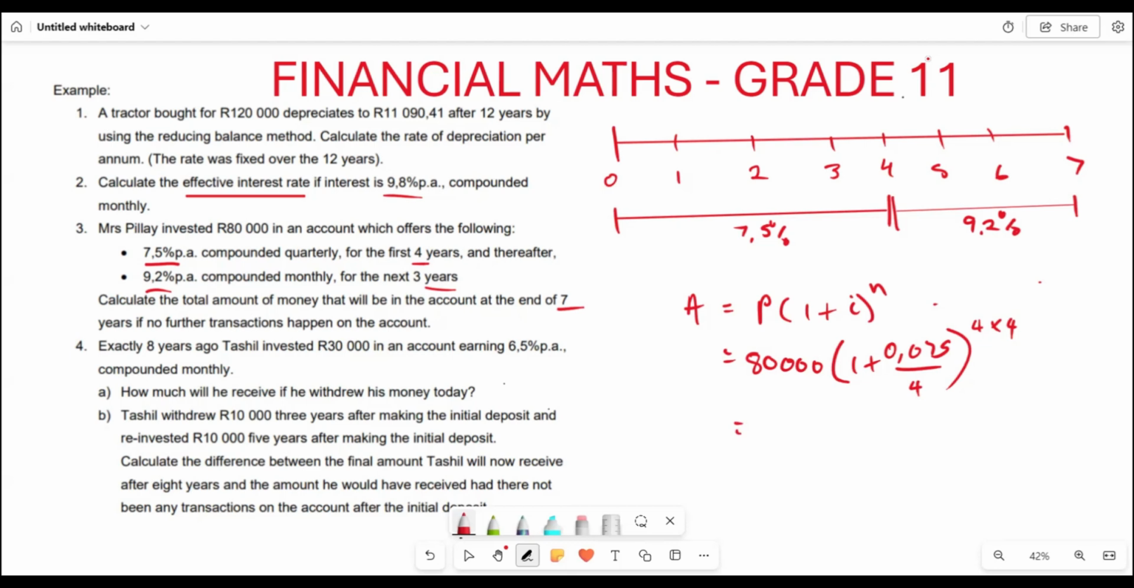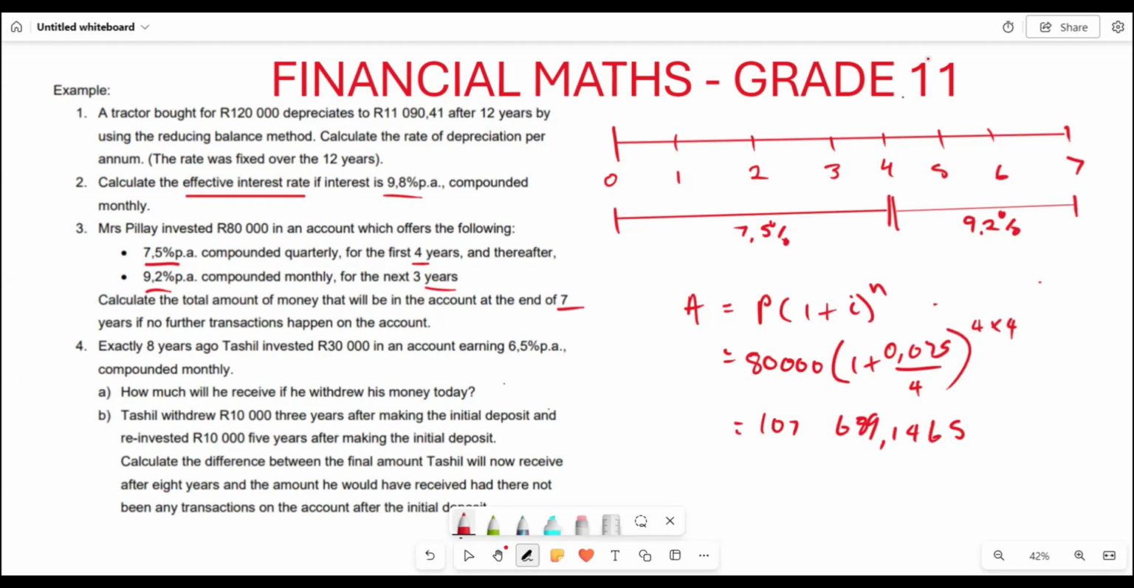So for the first 4 years, what is going to be the amount of money that is going to be accumulated? When you plug this into your calculator, for example, this is 1 plus 0.075 over 4, then close bracket, then to the power of 16, right? Then the amount of money that this particular account is going to accumulate is 107,689.1465. Now this is for the first 4 years, right?